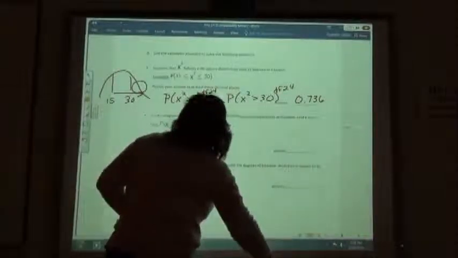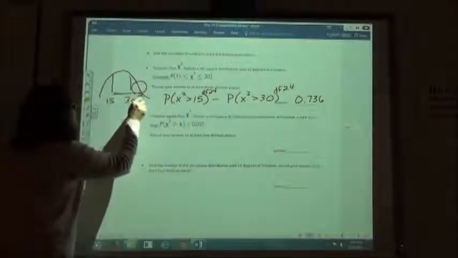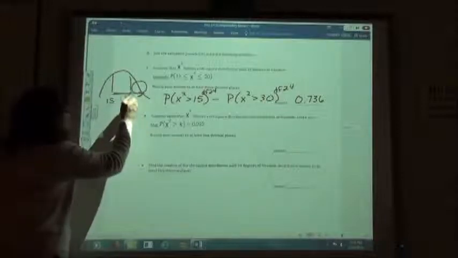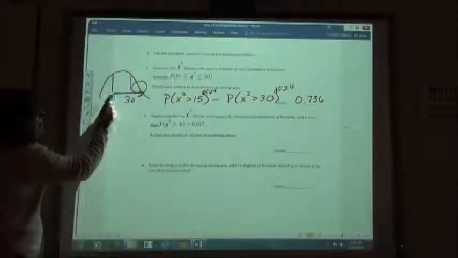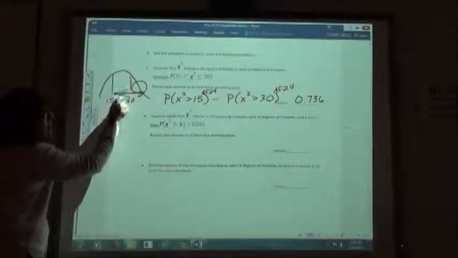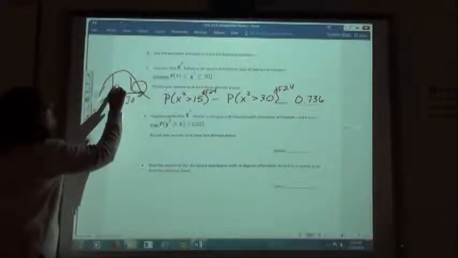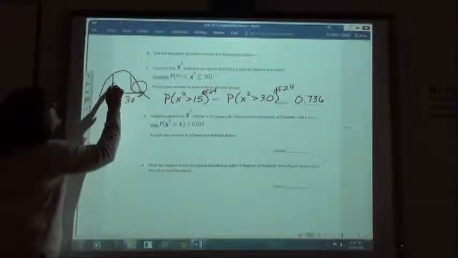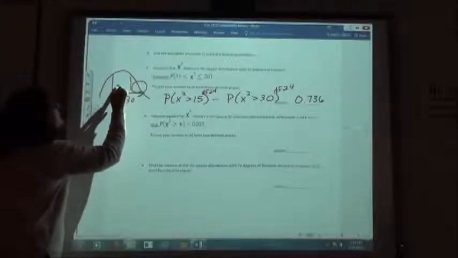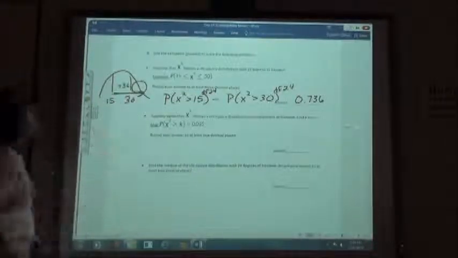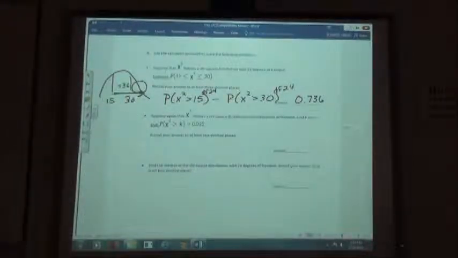So the first part is finding your area all the way to the end. The second part is finding the area at the end. If you subtract those, you end up with the area in the middle. So what that's really saying is that you have 73.6% of the area between those two numbers, is what that's saying. Those numbers are percentages.